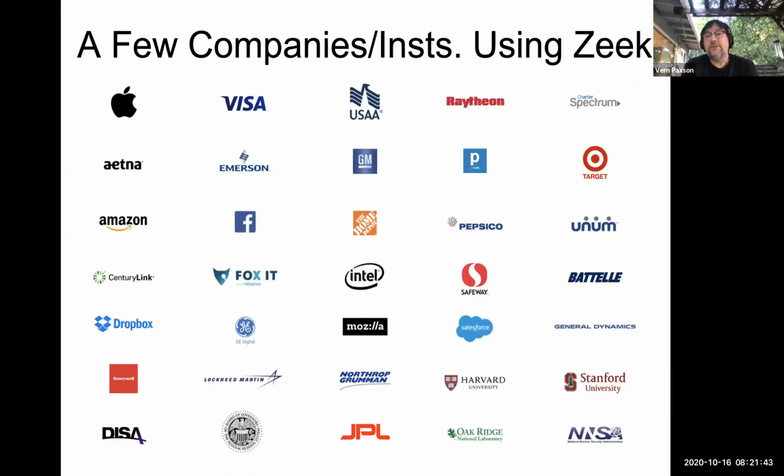Zeek today is used all over the place. This is actually a slide from several years ago, and it was figuring out who's using Zeek based on either they talked about it, like at Zeek Week or whatever, or they have job positions looking for Zeek expertise, et cetera.